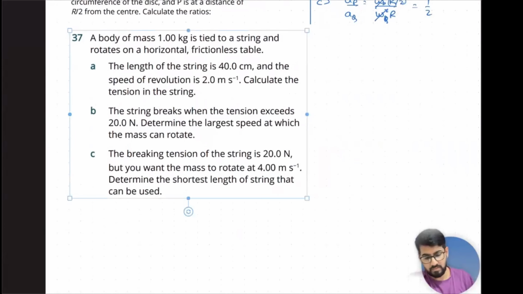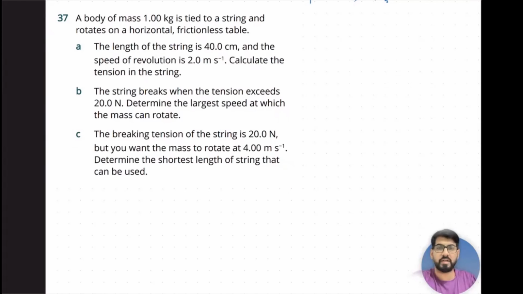This is a good one. Draw a free body diagram first. Read the question carefully. So part A was quite easy. They are asking us to find the tension in the string. A body of mass is tied to a string and rotates horizontally. When it is rotating horizontally on a frictionless table, we know that the tension is the only force acting. So tension is ma.